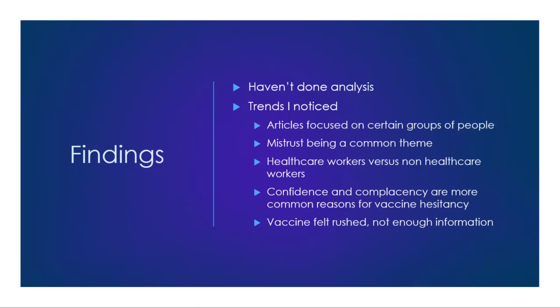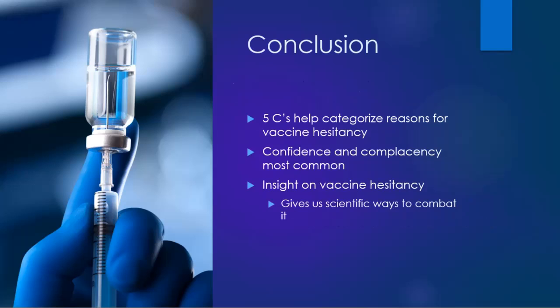Mistrust was also a common theme, with people feeling like they couldn't trust the people that made the vaccine. Healthcare workers versus non-healthcare workers was often looked at. Confidence and complacency were the more common reasons for people being vaccine hesitant. These help categorize reasons for vaccine hesitancy, and that allowed us to see that confidence and complacency were the most common. And this gives us insight on vaccine hesitancy, which is important for increasing vaccination rates.